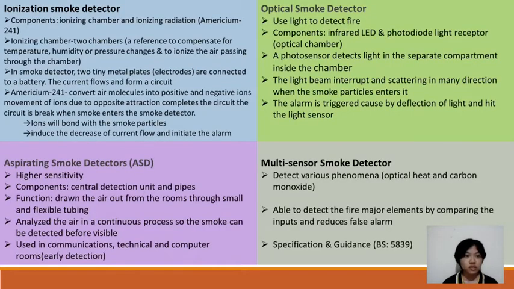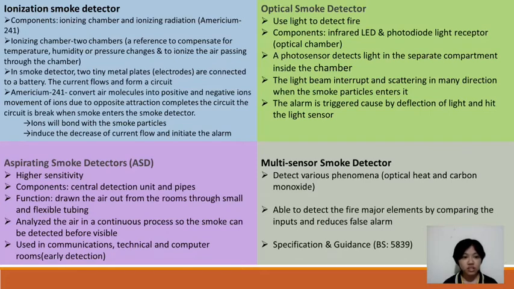Ionization smoke detector. The components of these detectors are ionizing chamber and ionizing radiation. Normally, they use americium-241 for the ionizing radiation. So the smoke detectors contain two chambers, which are ionizing chamber, and one of the functions is to act as a reference to compensate for temperature, humidity, or pressure changes, and to ionize the air passing through the chamber.